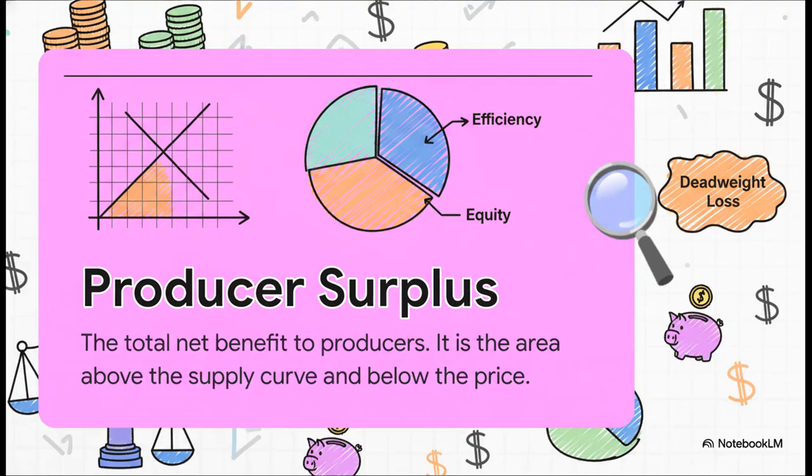And then, on the flip side, we've got producer surplus. This, as you can probably guess, measures the benefit to the sellers. If a company can make a widget for $5, but they get to sell it at the market price of $8, that $3 difference is their surplus. It's the net benefit they get from making that sale.